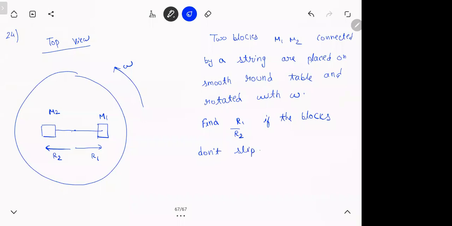This is the top view. So you see two blocks, both connected by a string. This point is the center. The center is measured from R1 and R2. It started rotating with omega. So there's a particular value of R1 by R2 where M1, M2 don't fly away. Hope the question is clear. Try. I'll give it 2-3 minutes.